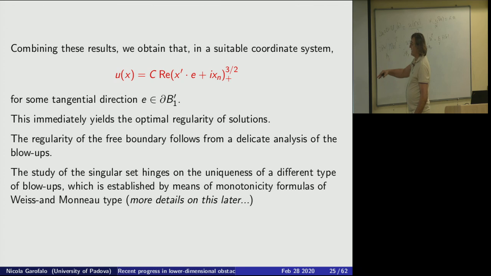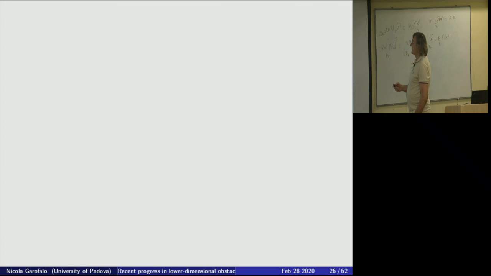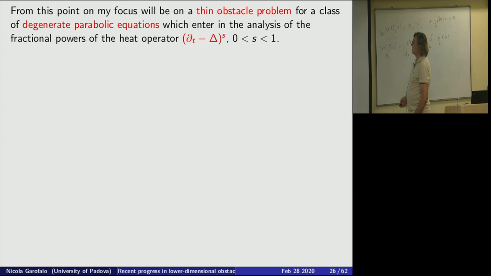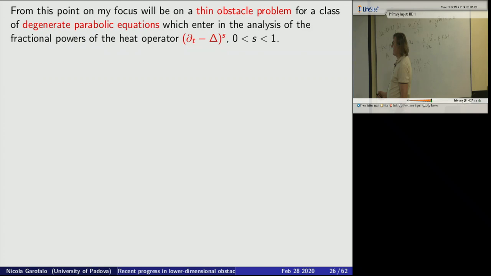I will abandon now this discussion and move on closer to the main focus of my talk. So from this point on, I will focus on a thin obstacle problem, so a lower dimensional obstacle problem for a class of degenerate parabolic equations that enter in the analysis of the fractional power of the heat equation. Okay, so I will leave now the Laplacian, and I will go now to the heat equation.